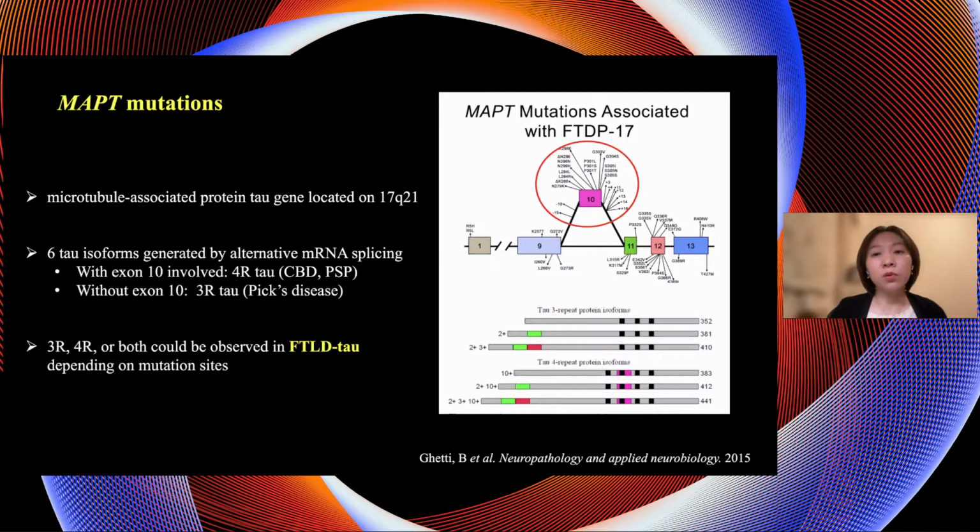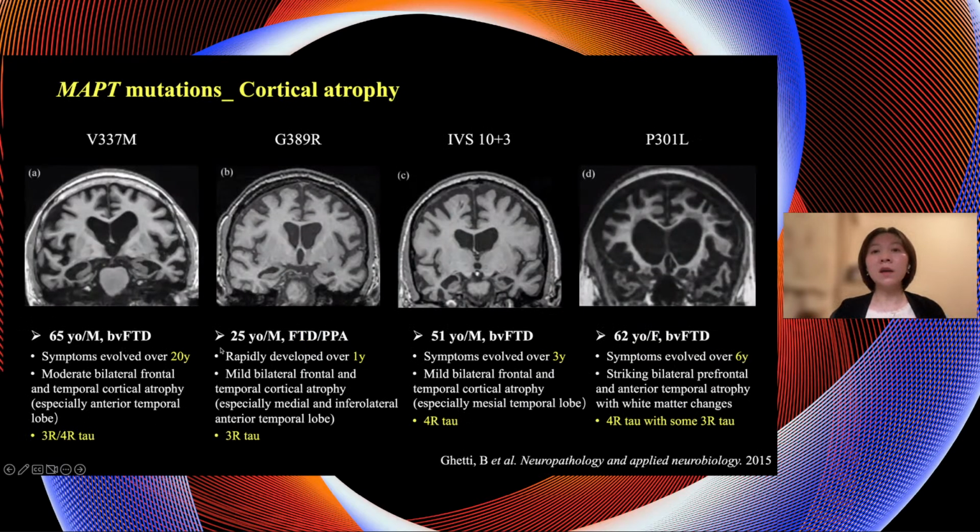So with or without exon 10 involved, there are at least 3 patterns of tau observed in FTLD-tau depending on the mutation site. There may be 3R, pure 4R, or mixed 3R and 4R, all of which can be seen in MAPT mutation carriers. We observed these different subtypes of MAPT mutation, and we see different brain atrophy.